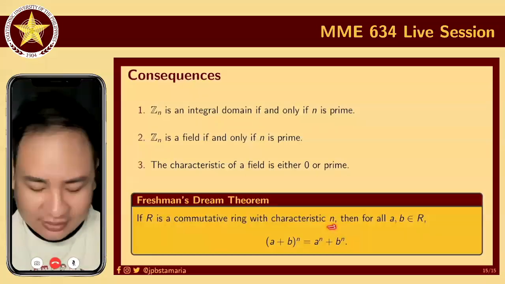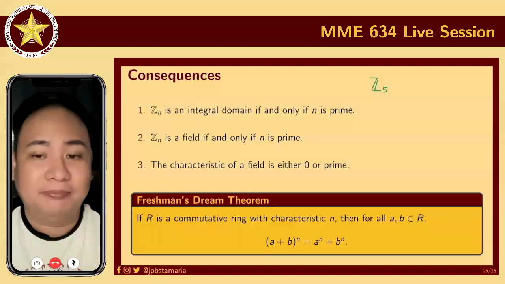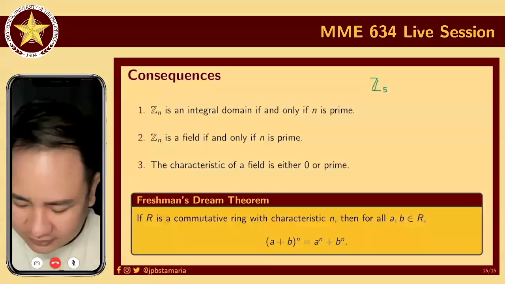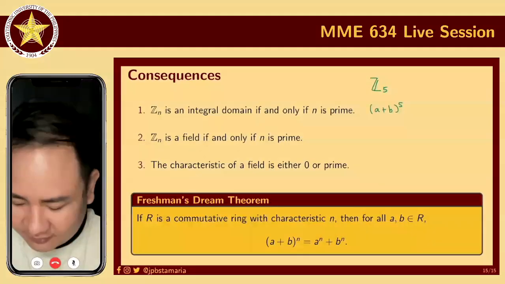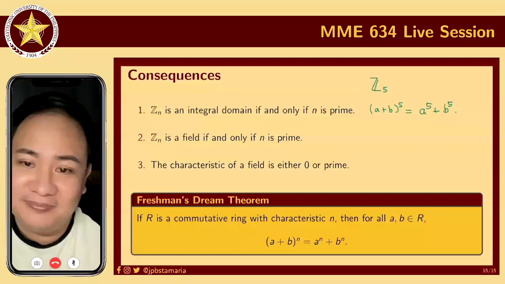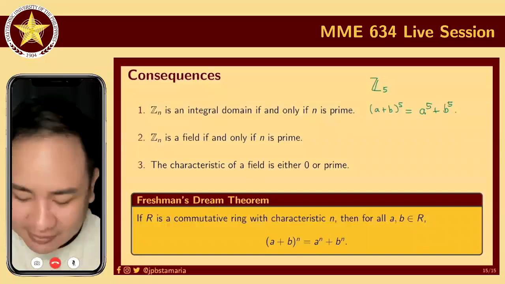For example, when you are working with Z sub 5, (a plus b) to the 5th is indeed equal to a to the 5th plus b to the 5th. So it is not wrong anymore. Did you get it? Did you understand the point? It's true. Let's do an example.